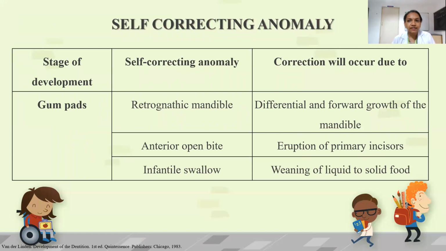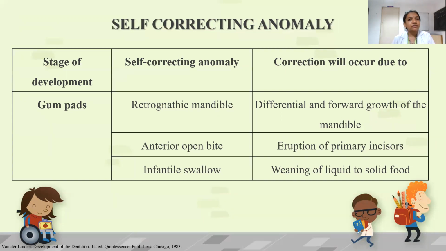So what are the self-correcting anomalies which are present during this stage? Retrognathic mandible, anterior open bite, and infantile swallow. Retrognathic mandible, as the name suggests, in this stage, the mandible will be posteriorly placed, and this will be corrected by the cephalocaudal growth of the mandible, that is the differential and forward growth of the mandible, which is at a faster pace compared to that of maxilla.